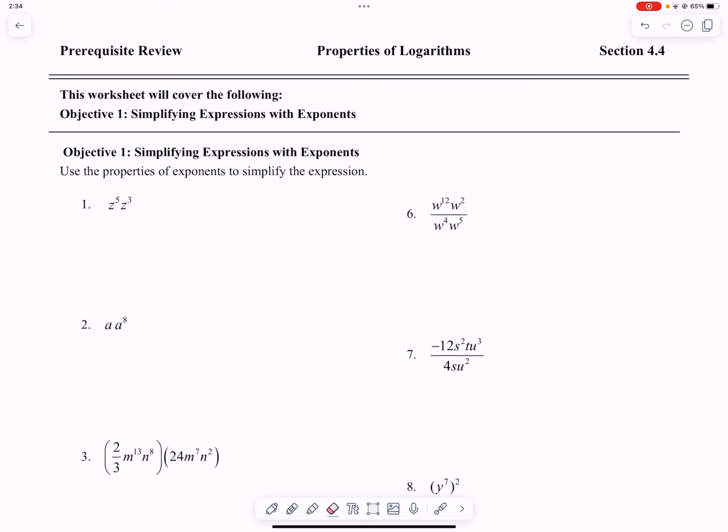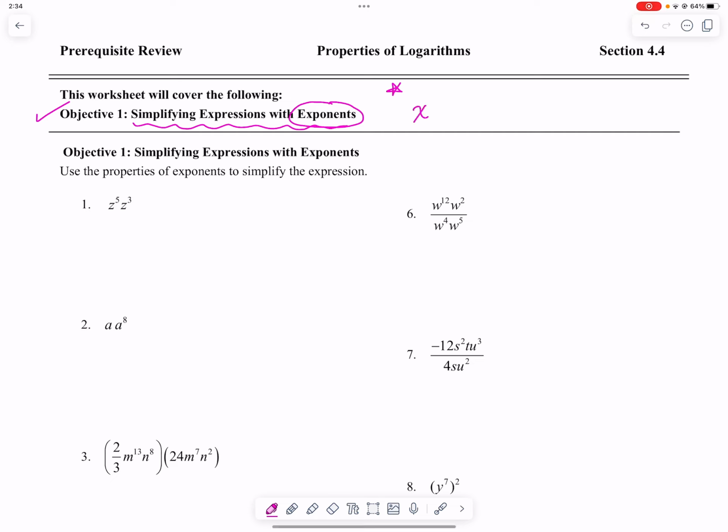This is the prerequisite review for section 4.4, Properties of Logarithms. We have one objective on this worksheet, and it is simplifying expressions with exponents. Let's go over a couple of the exponent rules.